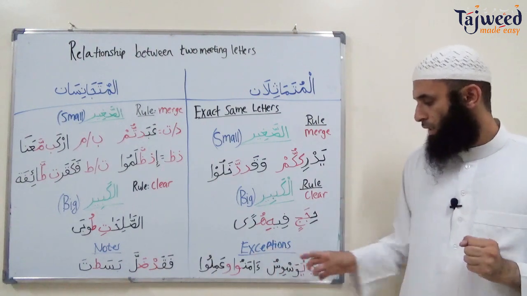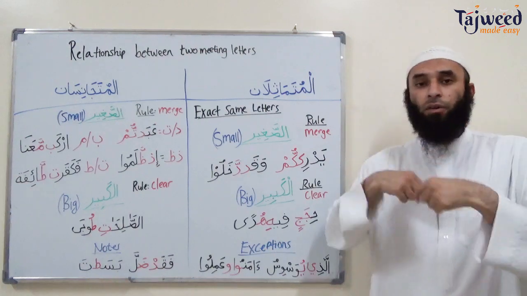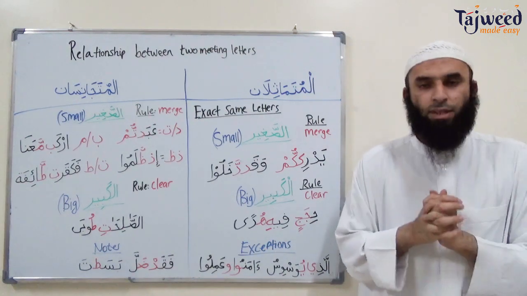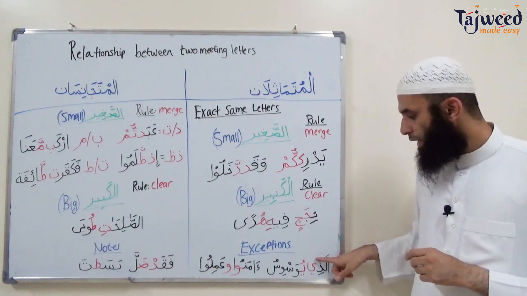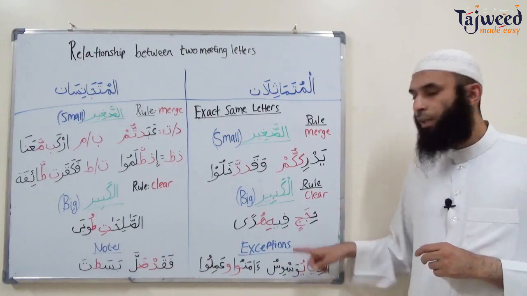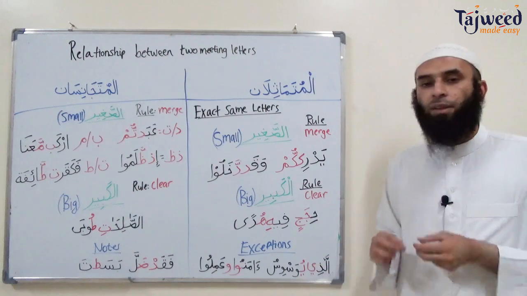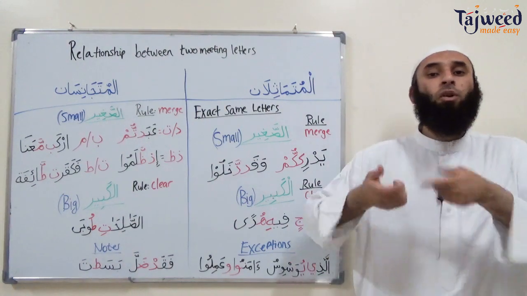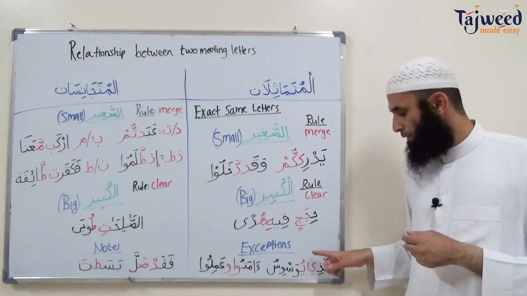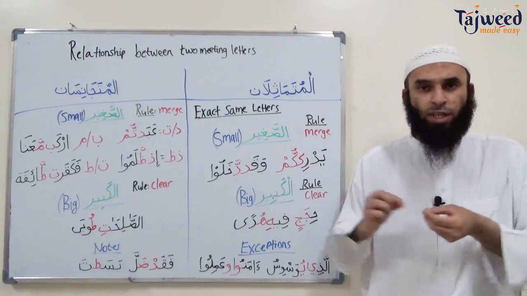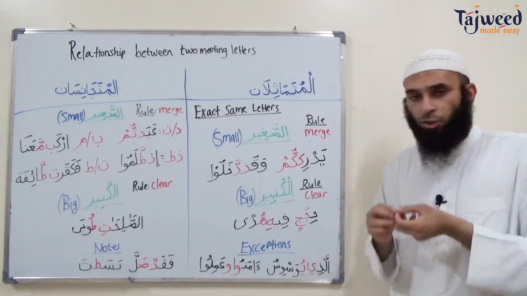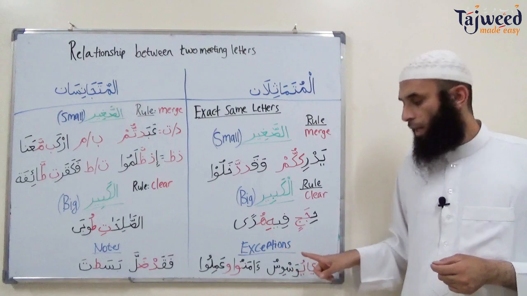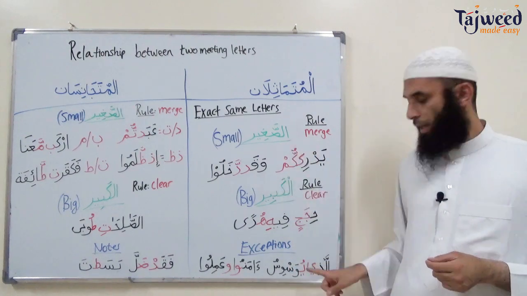An exception to this rule is, if the letter is not an original letter but a stretching letter, then we do not merge. What do I mean by this? For example, in alladhi yuwaswisu, the ya on alladhi is for stretching. It's not an original ya. If there are letters for stretching, like alif, waw, and ya, then we do not merge. So we don't say alladhi yuwaswisu merged. This rule does not apply here.